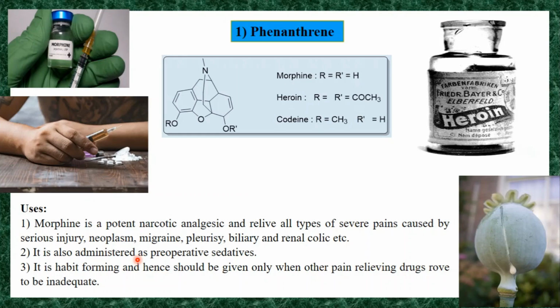In 1898, heroin, that is diacetyl morphine, was developed. Heroin is nothing but a derivative of morphine. It was developed from morphine by a company in Germany.